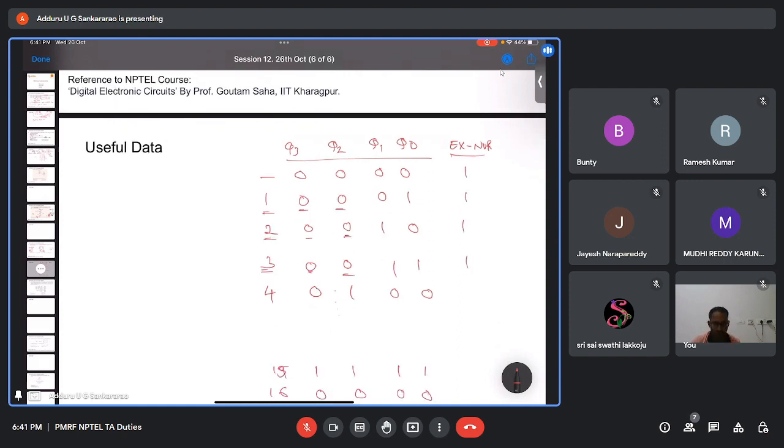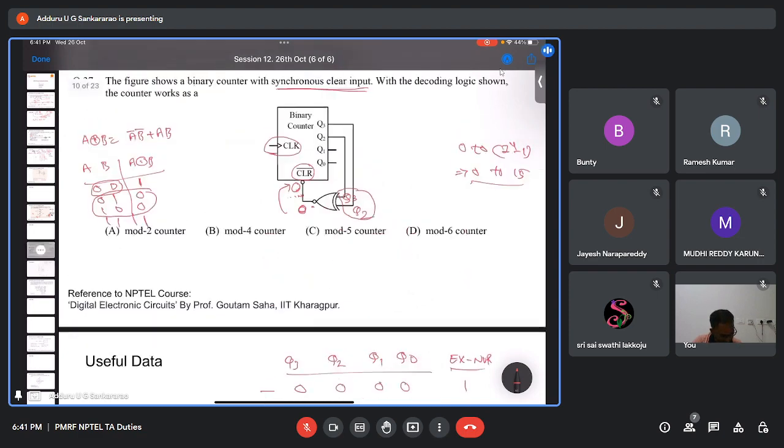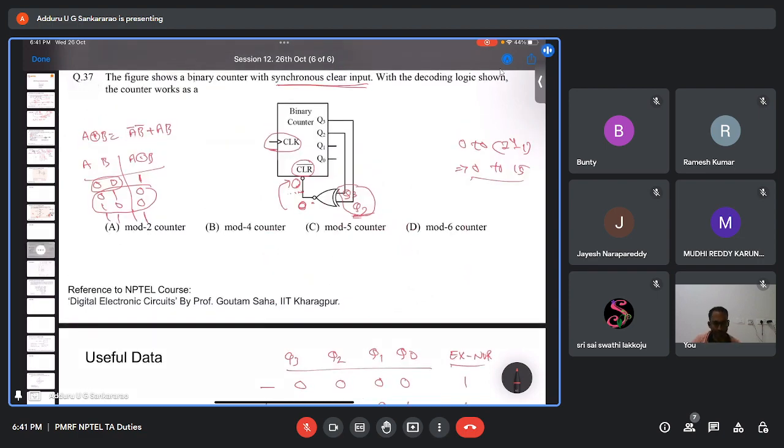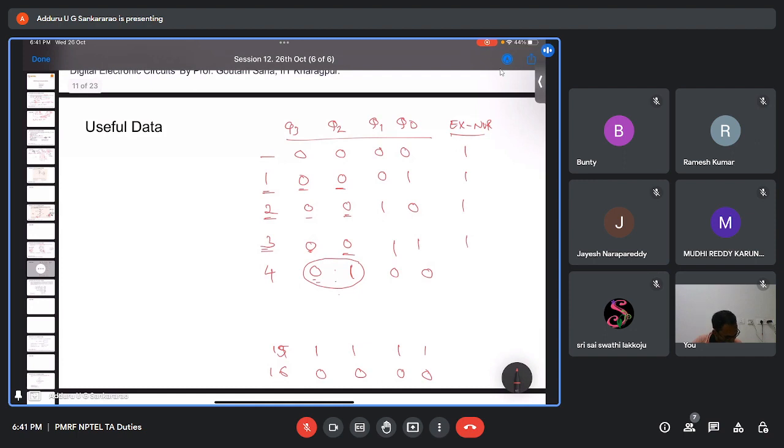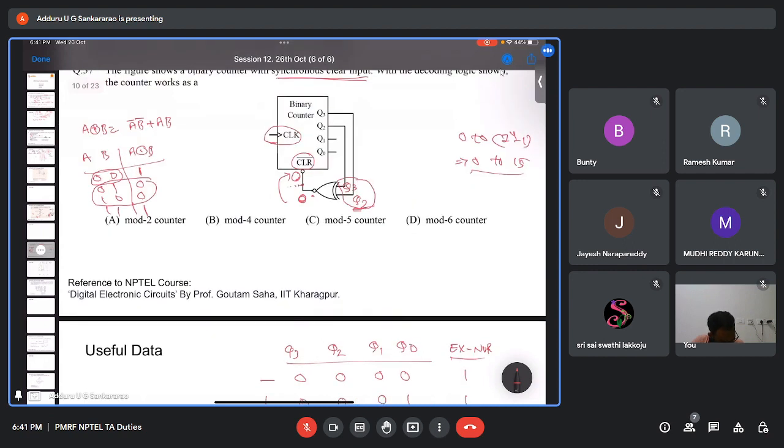Now whenever the fourth clock pulse is applied, what will happen? Q2 is becoming 1, Q3 is 0. That means one of Q2, Q3 is 1. For this XNOR gate, one input is becoming 1. That means the XNOR gate output will be 0. That means the counter output will get something like this, 0 1 0 0. We are getting the counter output. But immediately Q3 is 0, Q2 is 1 is going.